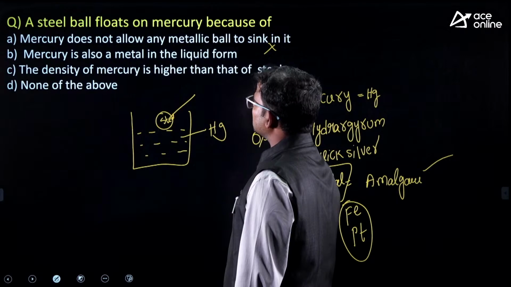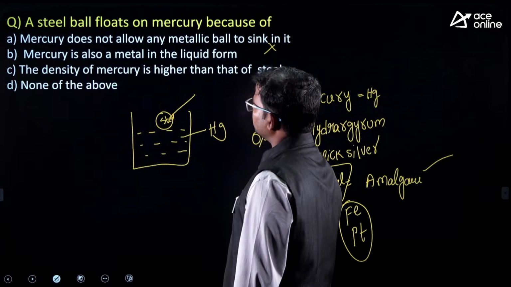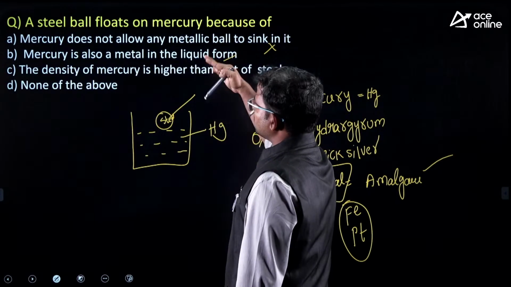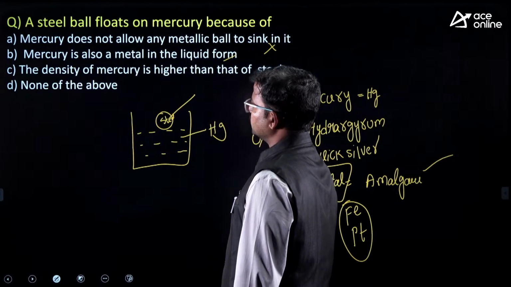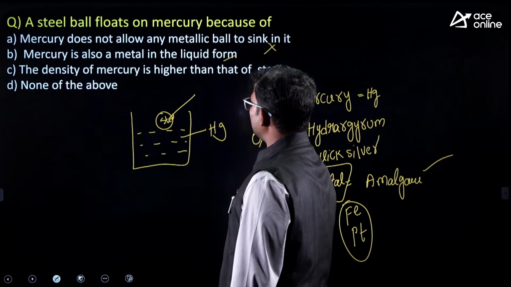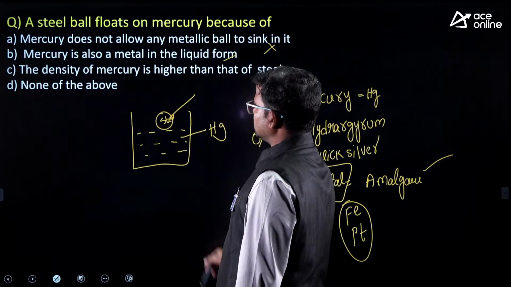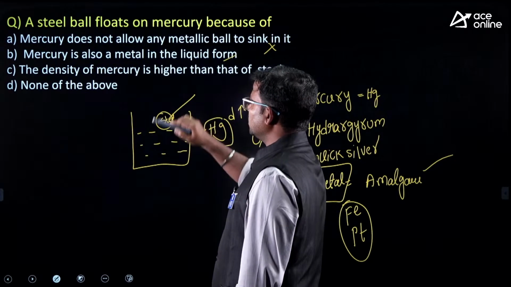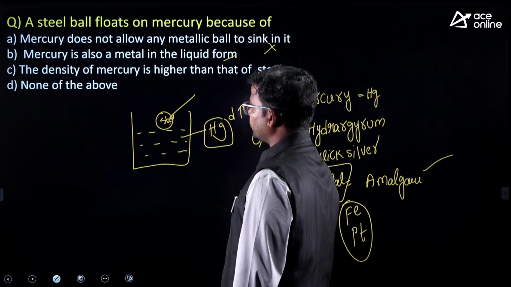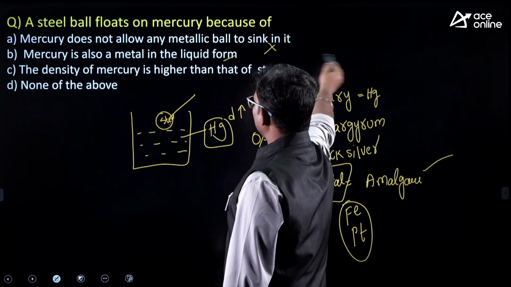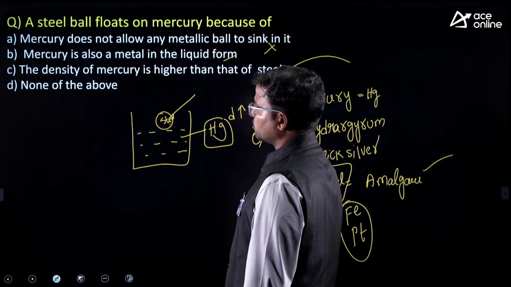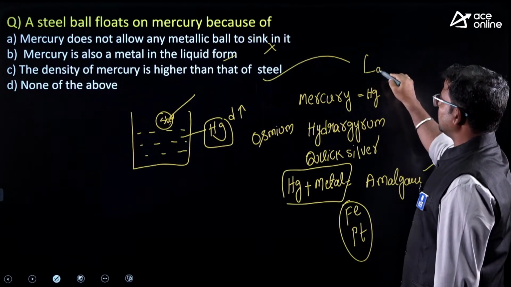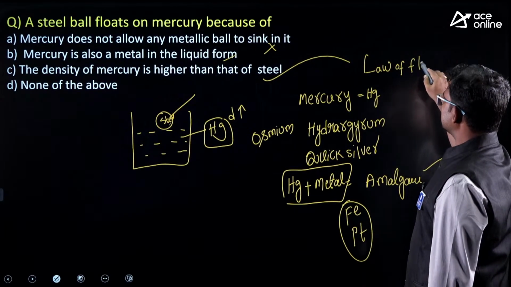Next, mercury is also a metal in liquid form. Of course, it is a liquid metal at room temperature, but that statement is not appropriate to the given question. Next, the density of mercury is higher than that of steel. Yes, only if the density of mercury is higher can steel float on the surface of mercury. So that's why, guys, option C is the right answer. This is the one and only possibility. These are considered the laws of flotation.